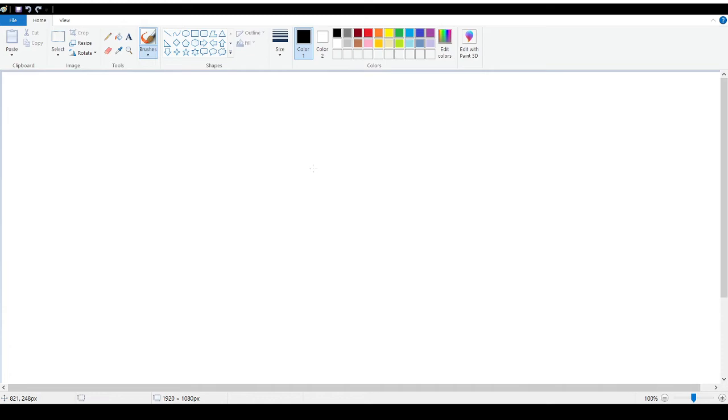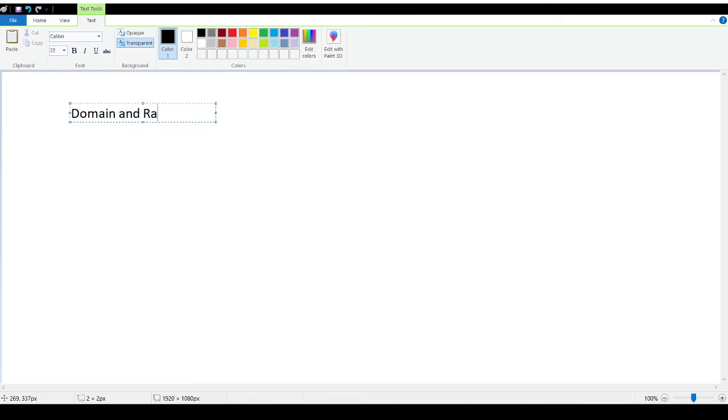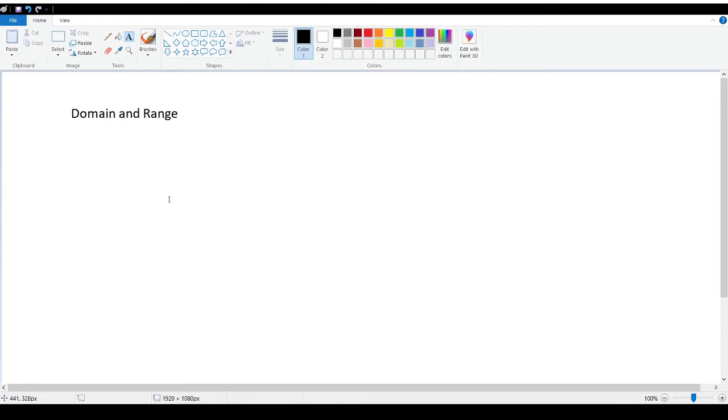Right, let's move on. So, what is domain and range of a function? Domain and range are like what values for x and y the function has. So it talks about what sets the function allows, what works for the function, and what does not.